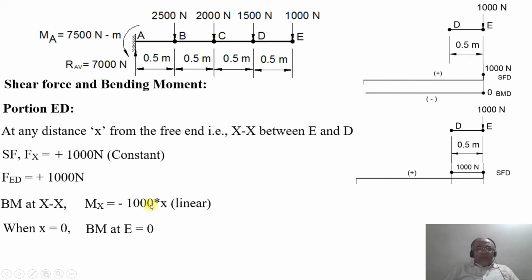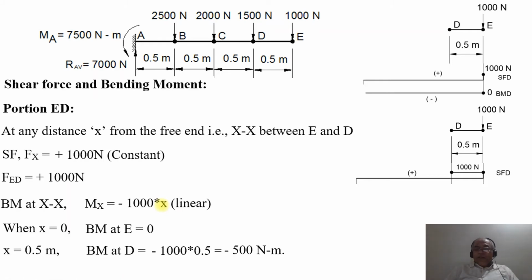Similarly, when the value of x is equal to 0.5 meters, what happens? The bending moment at the point D we are going to get by substituting the value of x as 0.5. So minus 1000 into 0.5, which is minus 500 Newton meter. This is the bending moment at the point D.